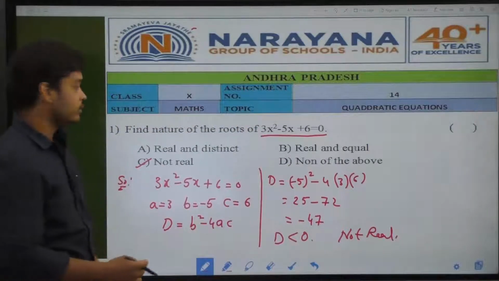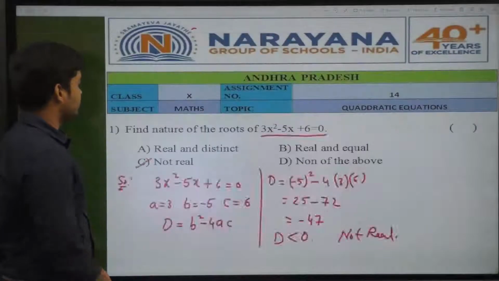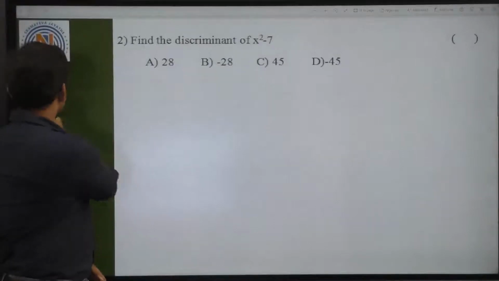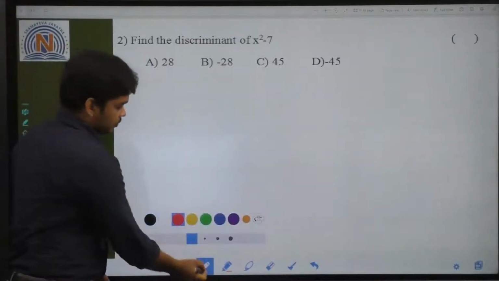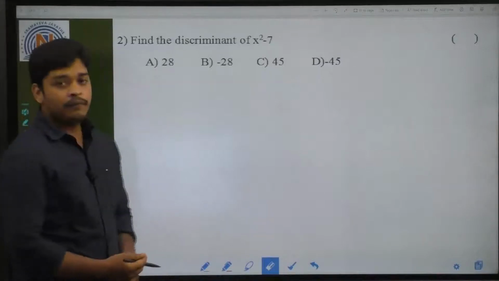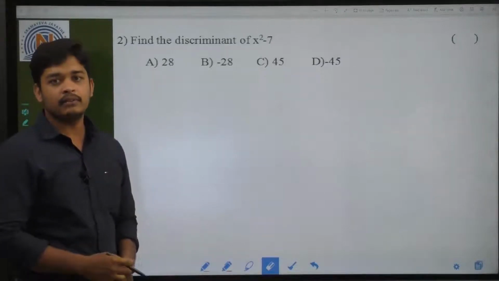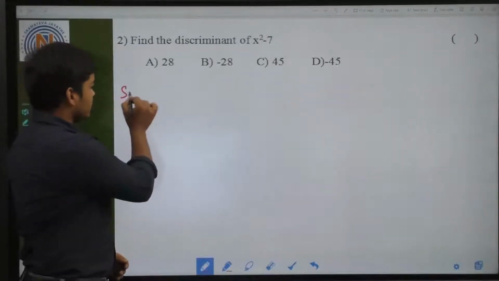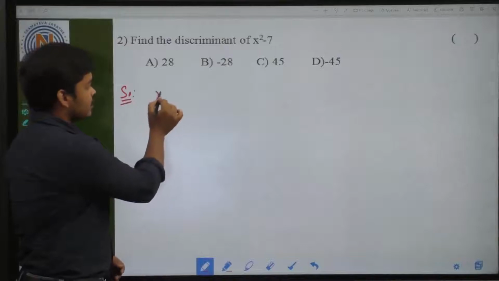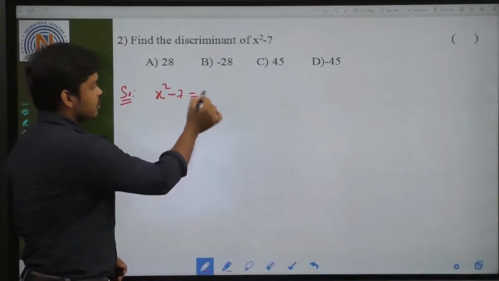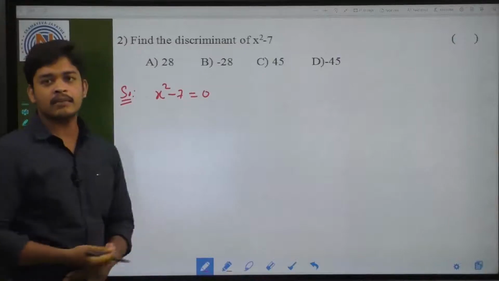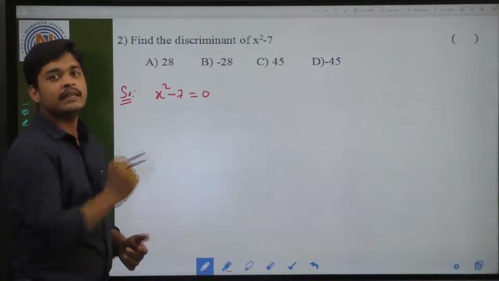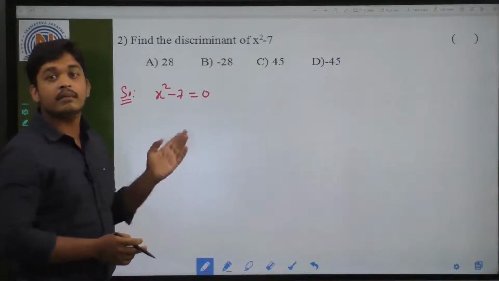Now coming to the next one. Find the discriminant of x square minus 7. Now here, if you observe what kind of quadratic equation it is, x square minus 7 equals to 0. See here children, x square minus 7 is a pure quadratic equation. Here the linear term is not present.